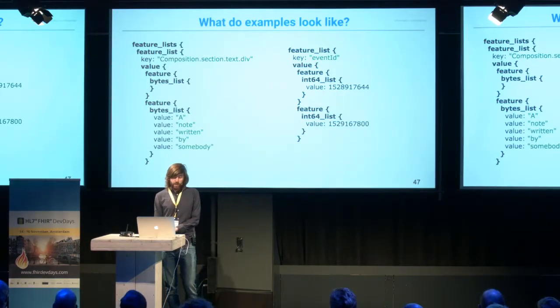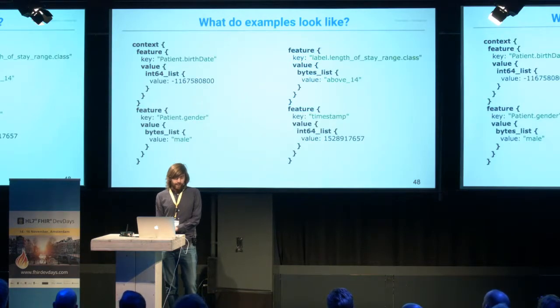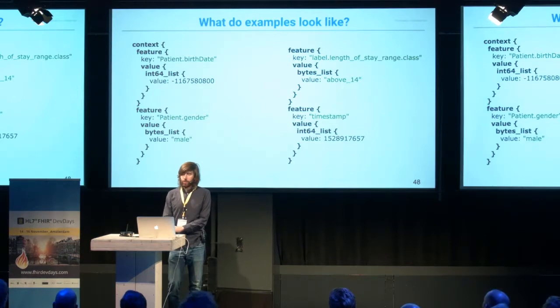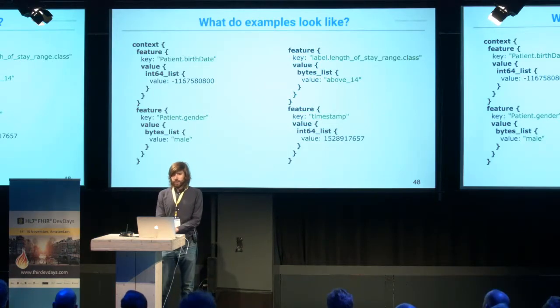There's also a special feature list that tracks the timestamp of each event explicitly, so the model can look at that to see how long ago this event happened. Then there's a small number of context features that are global to the example and essentially just shared. For example, patient.birth date, which in this case is sometime before 1970, doesn't change; it's always the same. The label is also a context feature. In this particular example, the label is a length of stay above 14 days.